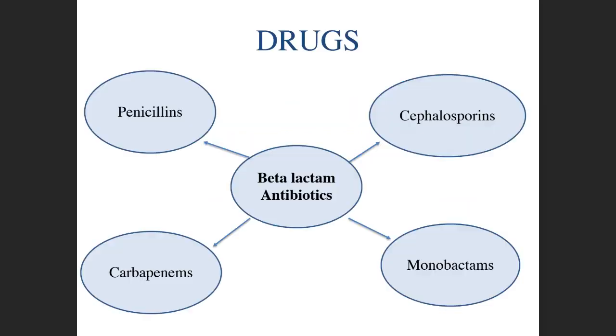So here, what are these beta-lactam drugs? The drugs are divided into a few groups: penicillin, cephalosporins, carbapenems, and monobactams. So these are the four different classes where beta-lactam antibiotics are used.